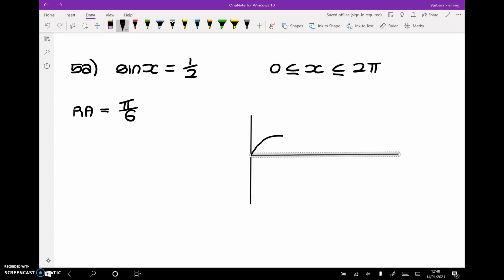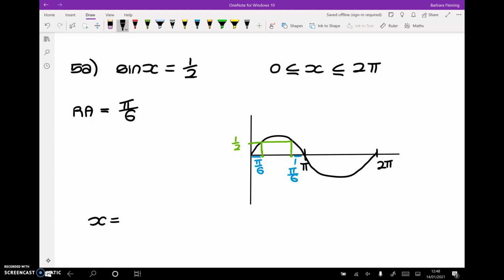So a single sine wave up to basically 360 or 2 pi. Okay, and where is this graph 1/2? Well, it's a half at this point here, and it's a half at this point here. So our acute angle is pi/6, that distance is pi/6, that distance is pi/6.